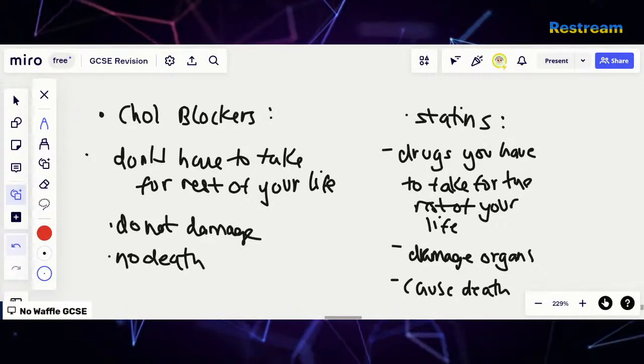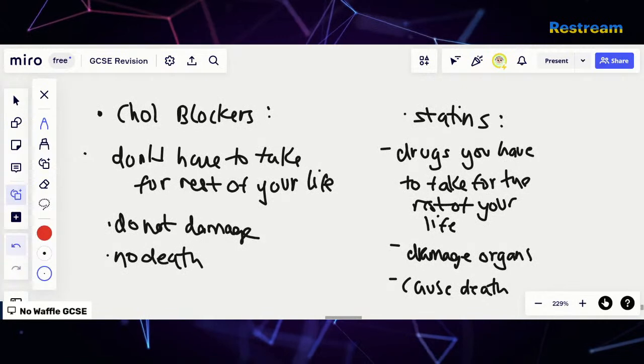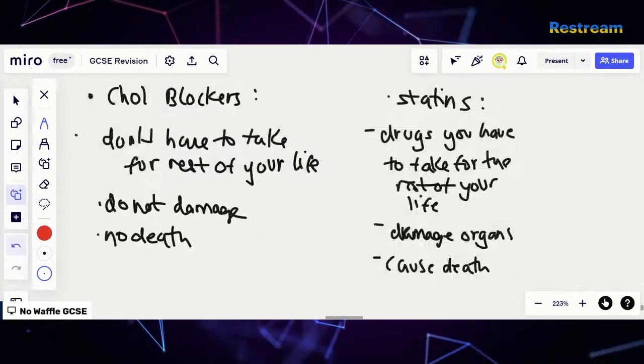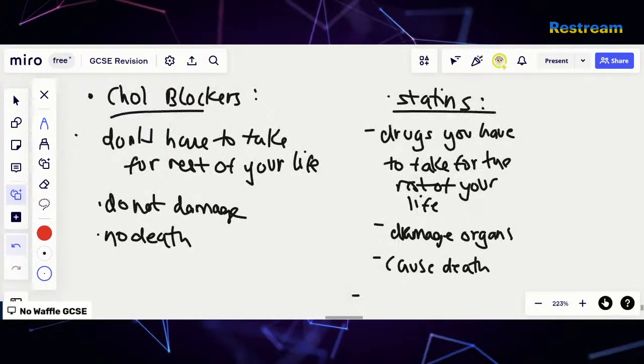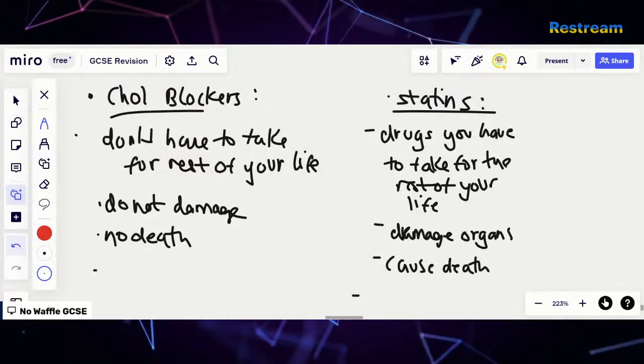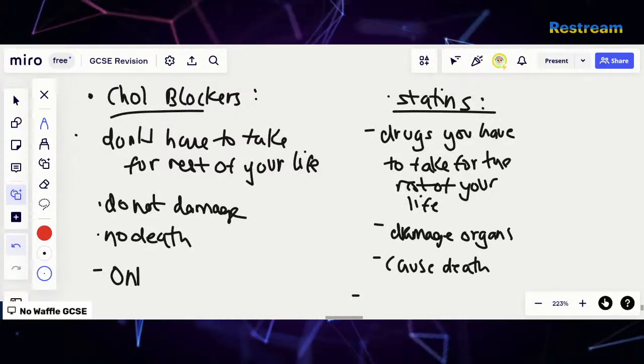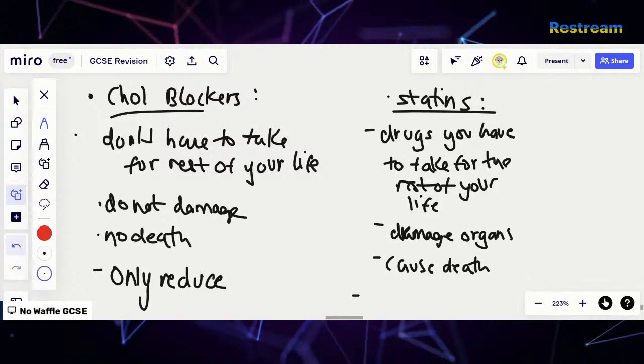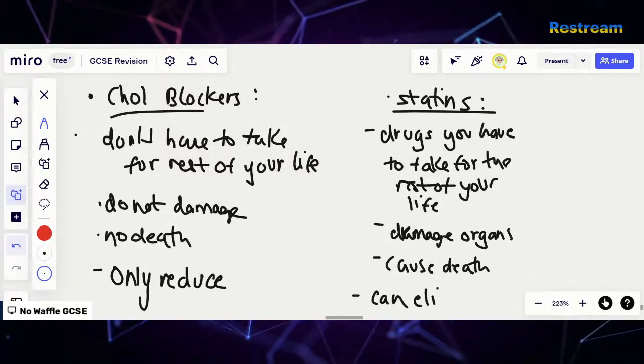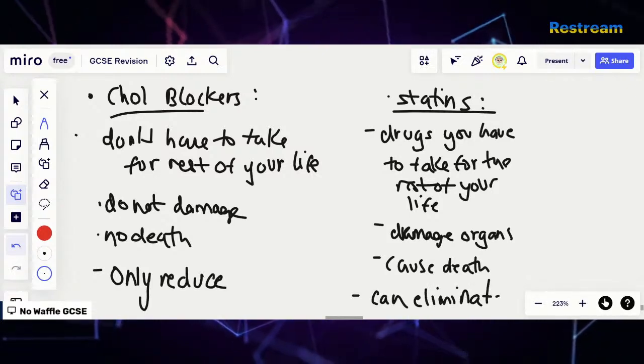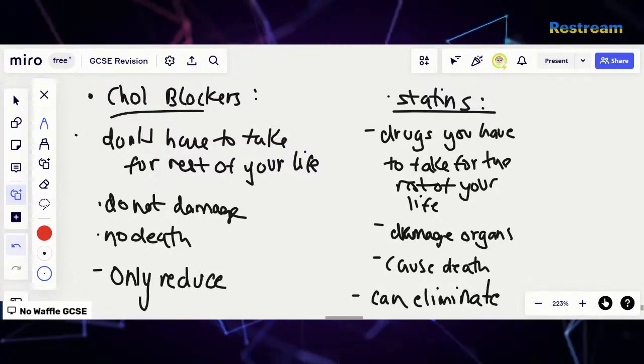Statins can reduce cholesterol to zero. So statins can totally eliminate cholesterol, whereas cholesterol blockers can only reduce it. Cholesterol blockers only reduce, whereas statins can eliminate the prospect of any cholesterol. If you mention a couple of these points, then you will definitely add up to 6 marks. Okay, moving on to the next question.